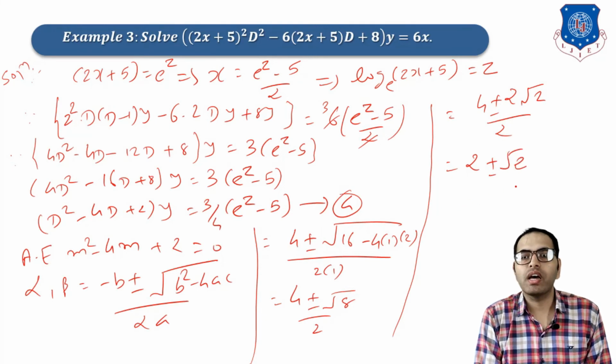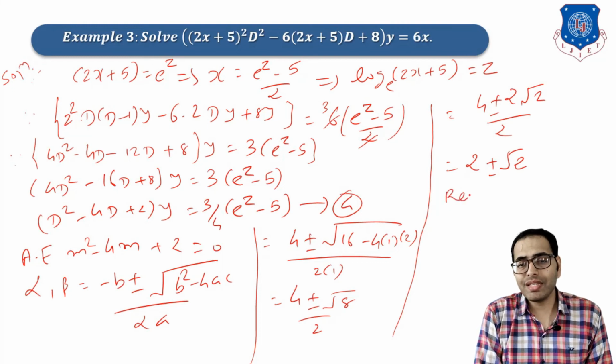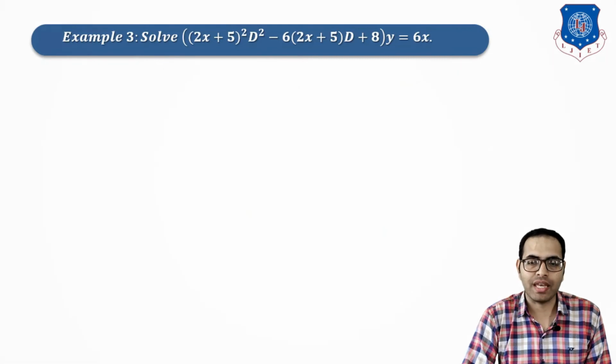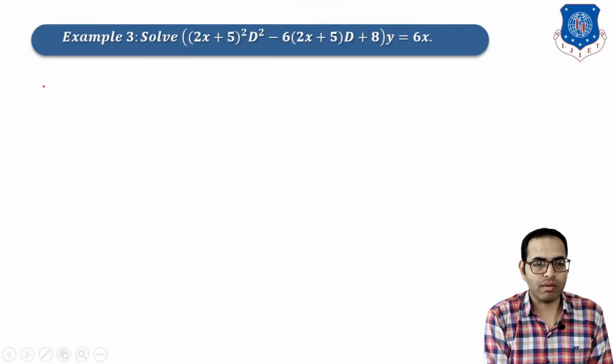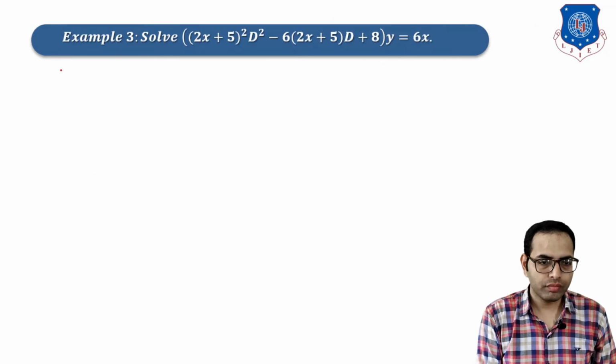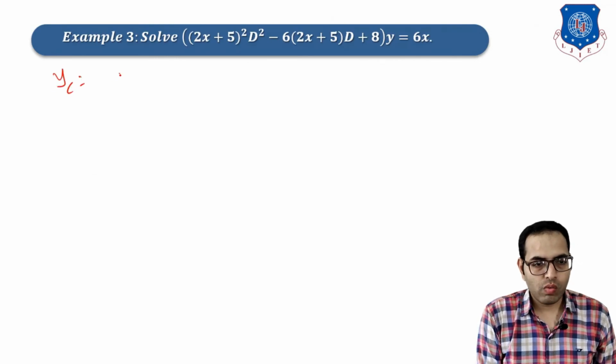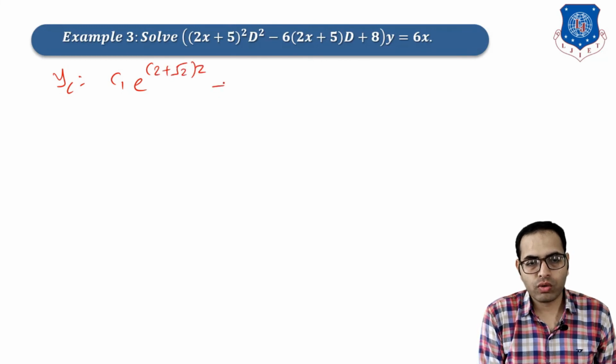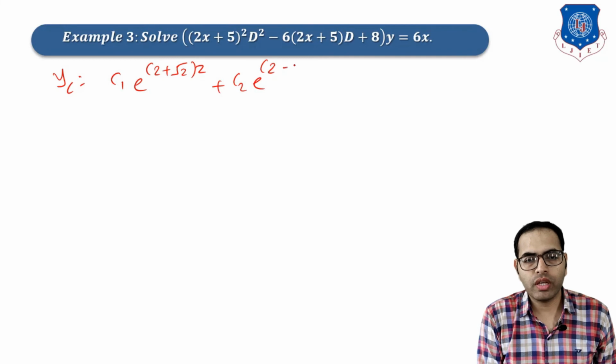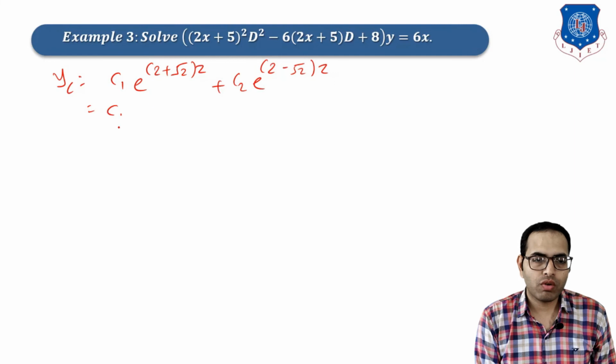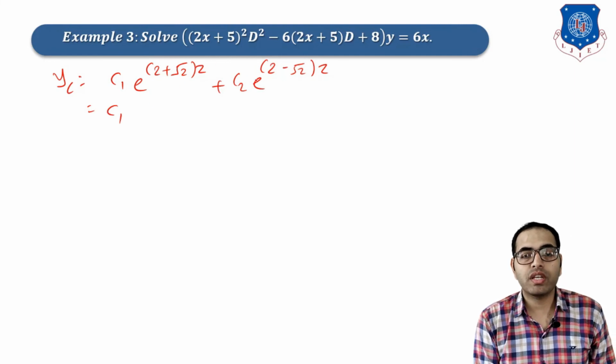That is our roots, which means the roots are real and non-repeated. With the help of case 1 of yc, our yc becomes yc equal to c1 e raised to (2 plus root 2) z plus c2 e raised to (2 minus root 2) z, where c1 and c2 are arbitrary constants.